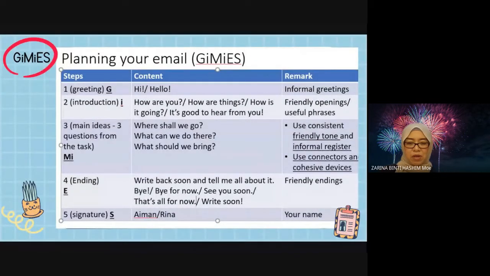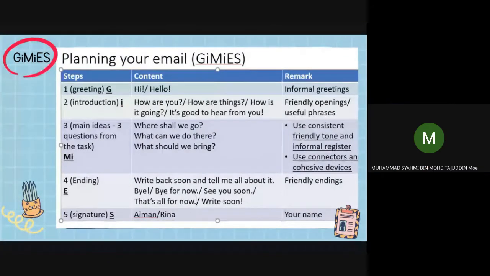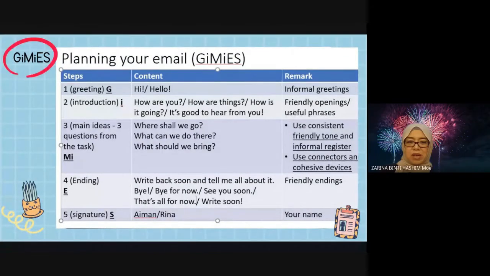Do you have any questions about the planning? Ada soalan tak? Nak tanya? Tak ada. Okay. Ada. Okay, faham kan? Senang kan? This is just like your PT3, just that I want to put it in a more systematic way for you so that you won't miss any of the points in all the steps.